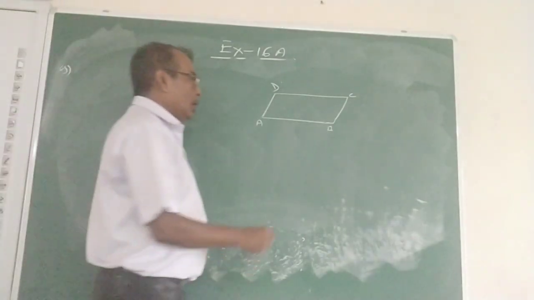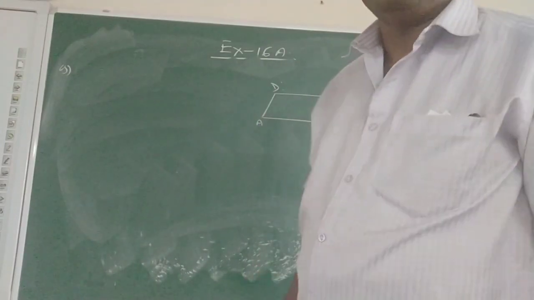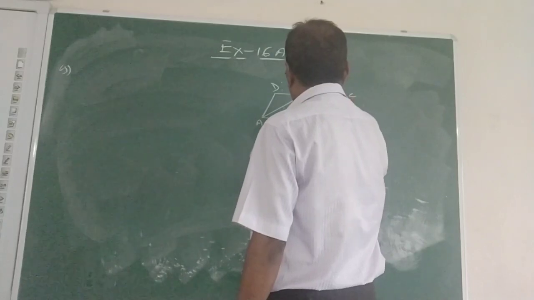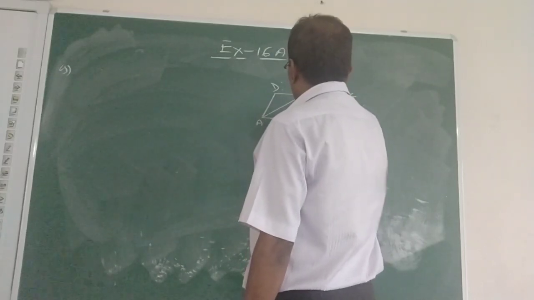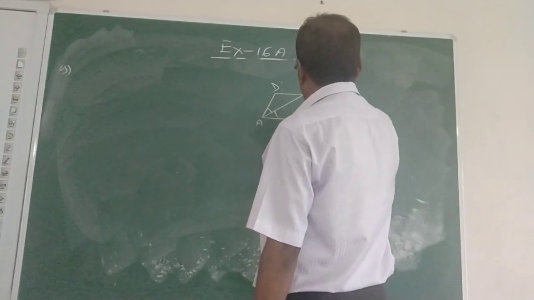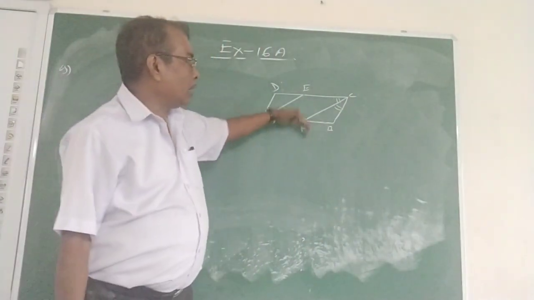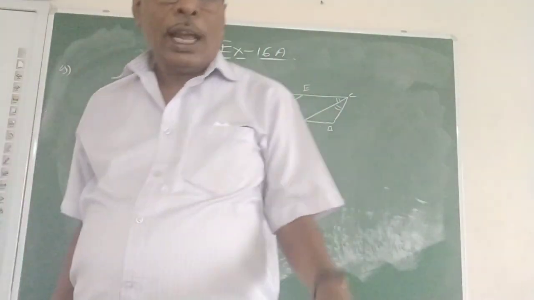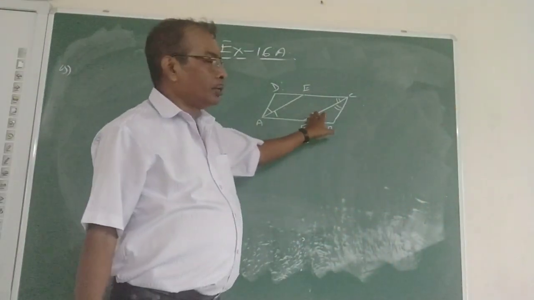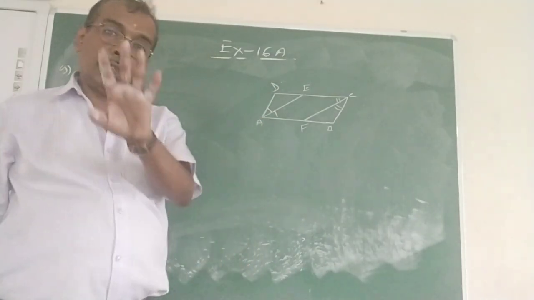Now, it is required to draw two line segments AE and CF, which are the bisectors of angle A and angle C. These two angles are equal, as well as these two angles, intersecting on this particular line. Now we will have to show that AE is parallel to CF. Very nice question.